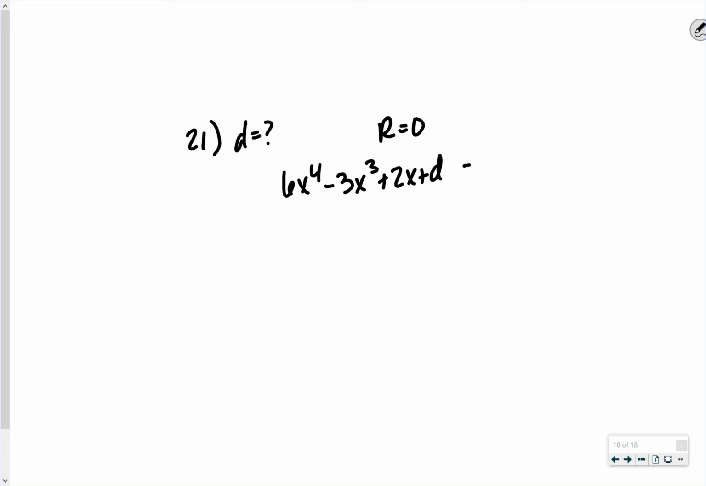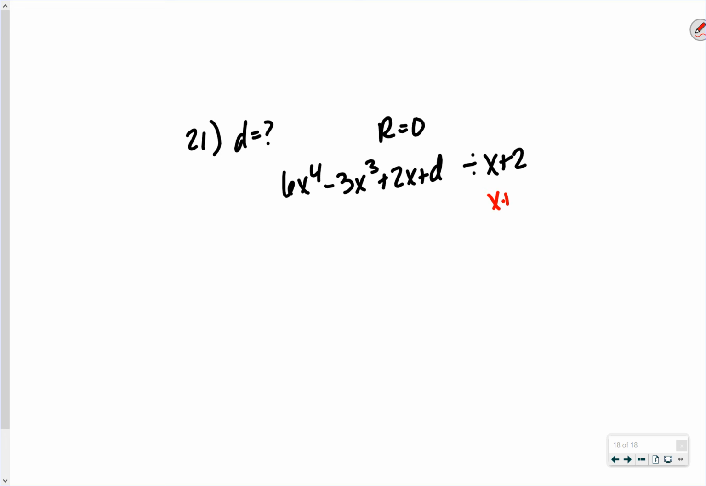Number 21. 21 says, what is the value of d? So d equals question mark. That will make the divisor a factor, so the remainder will be 0 of the dividend. And I've got 6x to the 4th minus 3x cubed plus 2x plus d. I'm looking for what is d that will give me a remainder of 0.